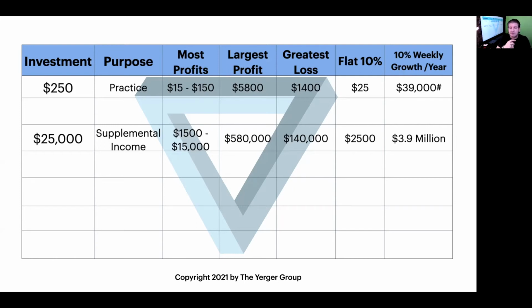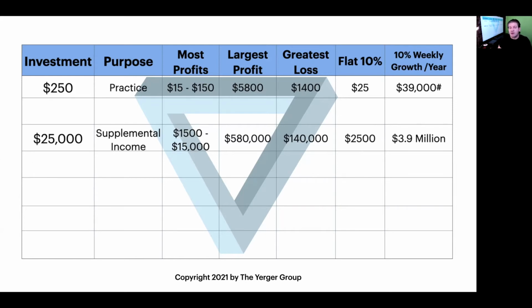Your largest profit, and this is what I'm talking about when you just move the decimal points, is now going to be $580,000, more than $500,000 for one trade. Is that going to be a daily thing? No. Is that going to be a weekly thing? No. Will it be a possibility? Absolutely. Even mathematically, a likelihood.